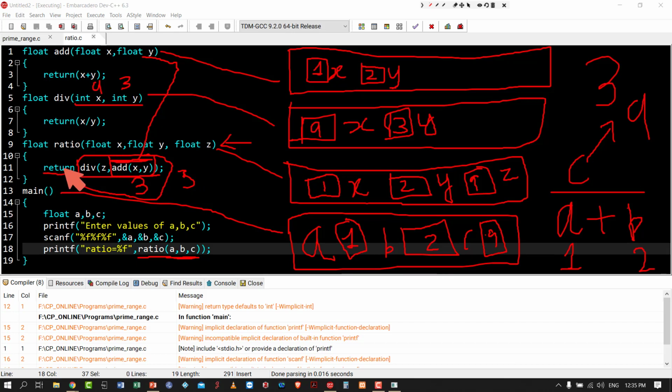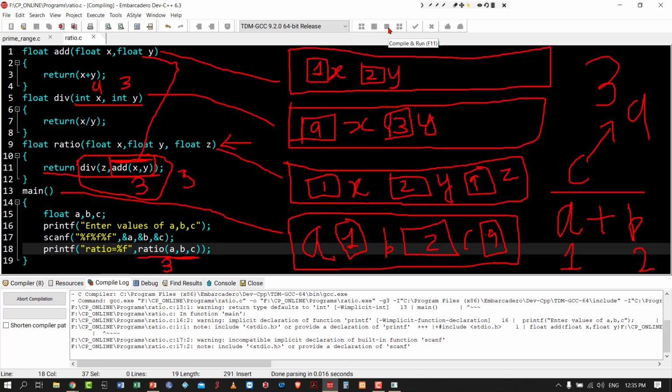Then this statement will execute. Return 3. Where will it return? Because the call for ratio came from here. So here 3 will be returned. So ratio equal to percentage f comma 3. In place of percentage f, 3 will be printed. This is how this program executes. It is only for understanding purpose. We can make nested calls. From main I called ratio. From ratio I called addition and division. So only for understanding purpose I have written this program.